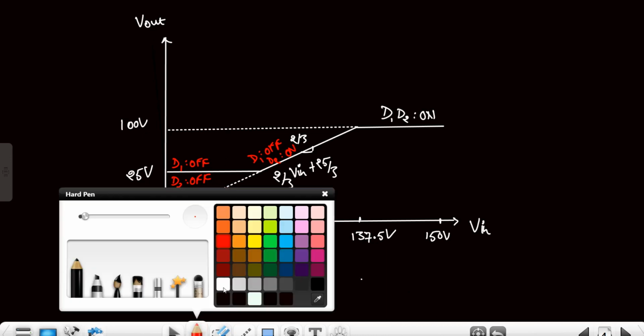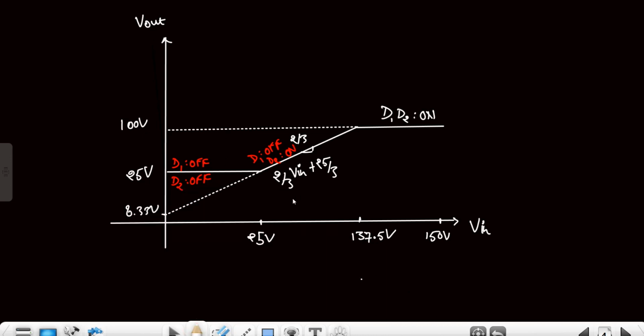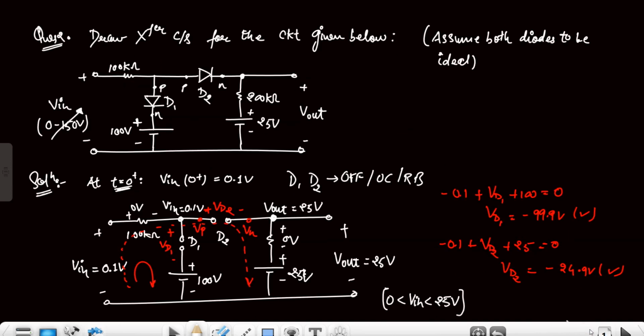And one more thing, a question can be asked like this also: for any input value between these two ranges, let's suppose we have to calculate the value of output voltage for the input value of 100 volts. Actually, I should add it here. So the value of V out for input equal to 100 volts is. So this is a good question, right?